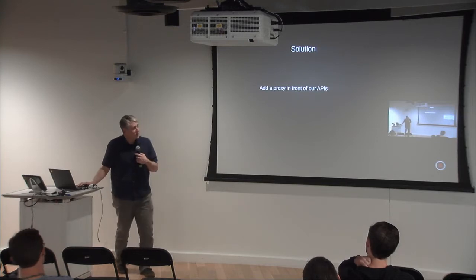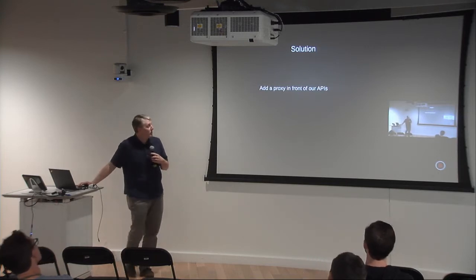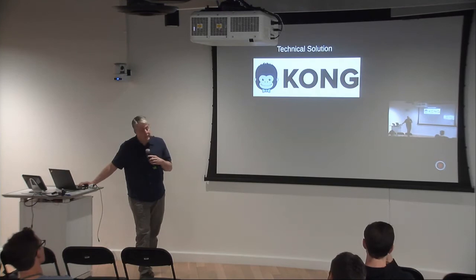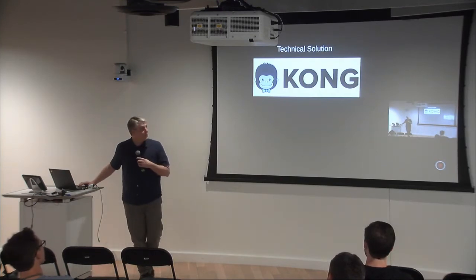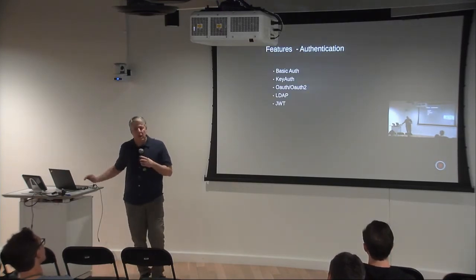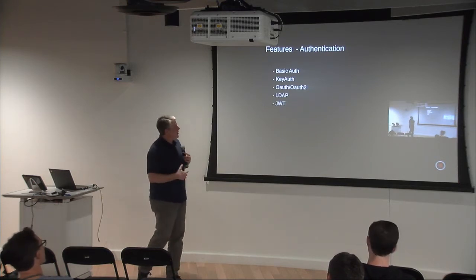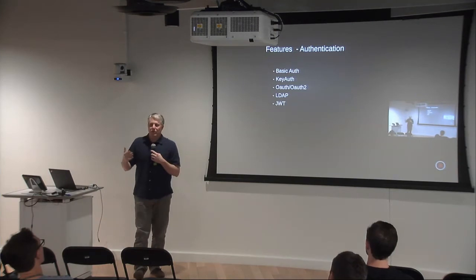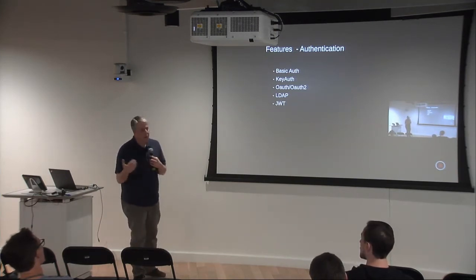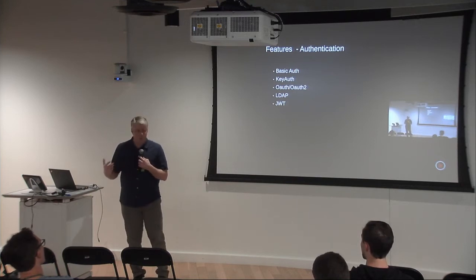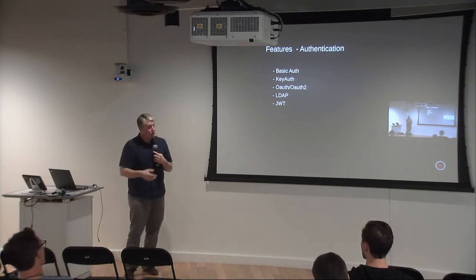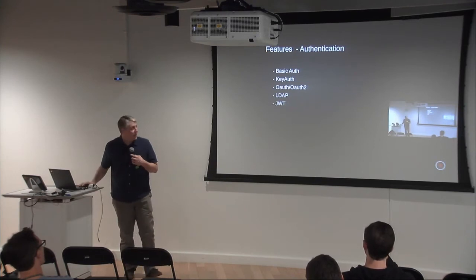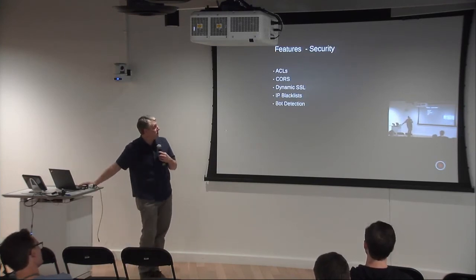So the solution was to add a proxy in front of our APIs. And the technical solution was to use Kong. Kong had a couple of features that we really liked. It has different methods of authentication. If you don't authenticate your API, you can't tell who's coming in. You also need a little bit of a barrier for entry so you can get an idea of who is accessing your data. It handles all of these different authentication mechanisms, so that was very nice.